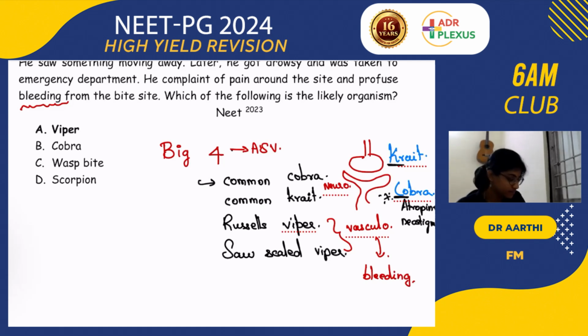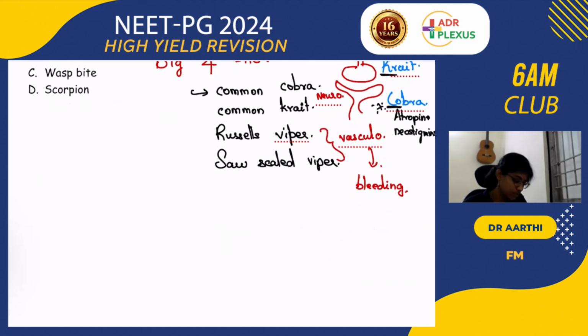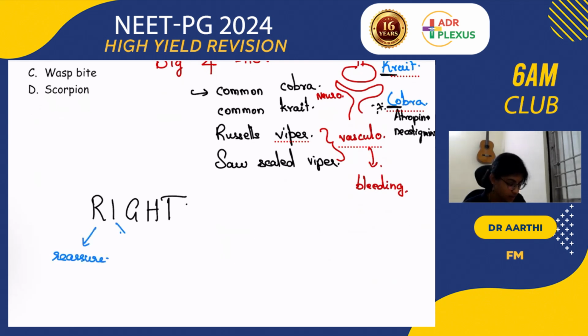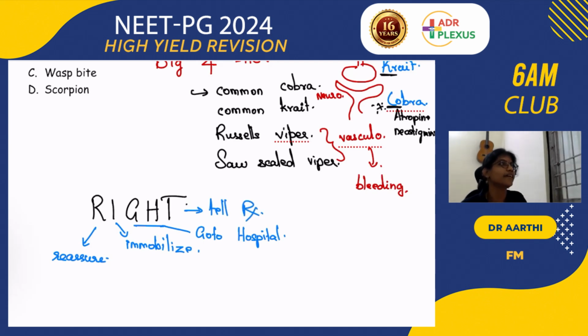Then one more question that they've asked previously is the RIGHT therapy. R is for reassure the patient. I is for immobilize the patient. Go to hospital. And finally, tell the doctor and get the treatment done. So this is the RIGHT campaign that's going on. They've asked questions from this also once.